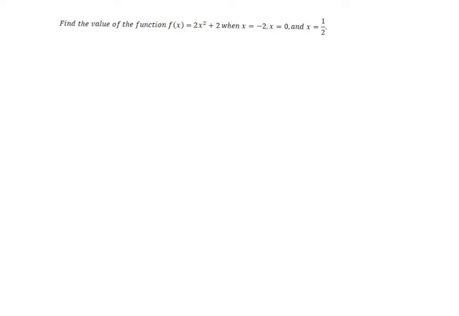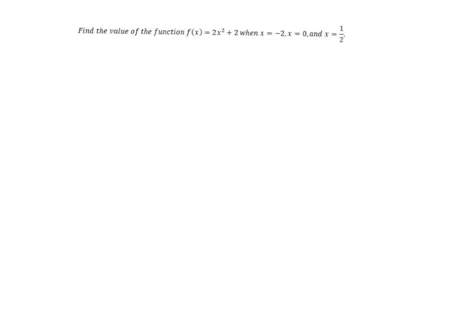All right, so in this video, we're going to continue to evaluate the function. And we get this question here. Find the value of the function f(x) equals 2x squared plus 2, when x equals -2, x equals 0, and x equals 1 over 2. In my previous video, I defined what is a function, what is input and output, and what is independent and dependent variable, and what is domain and range. So let's continue on this one here.